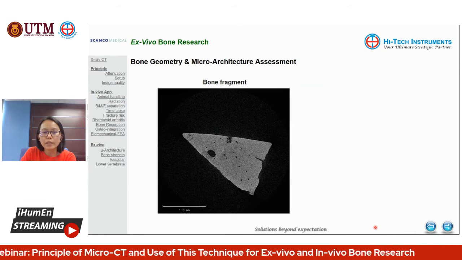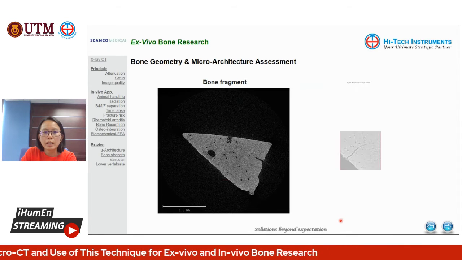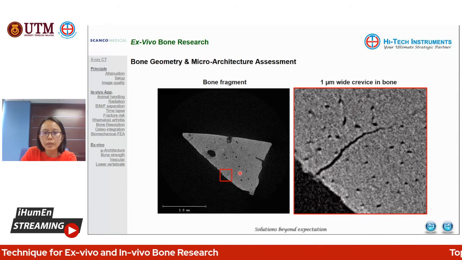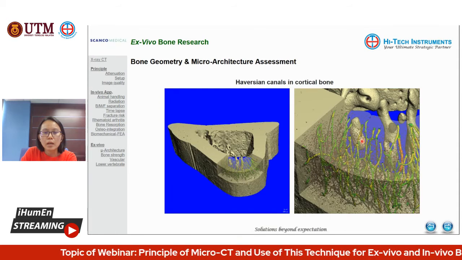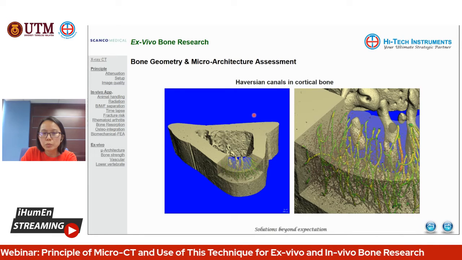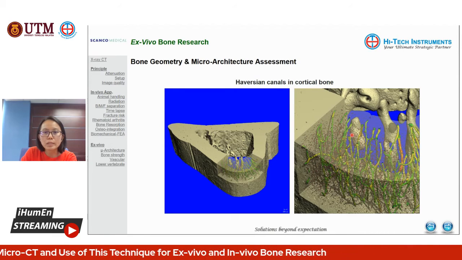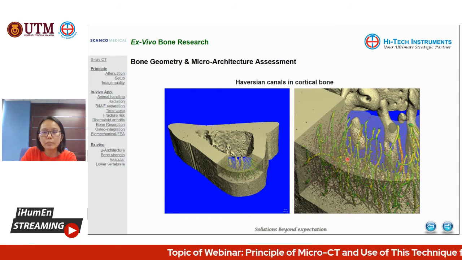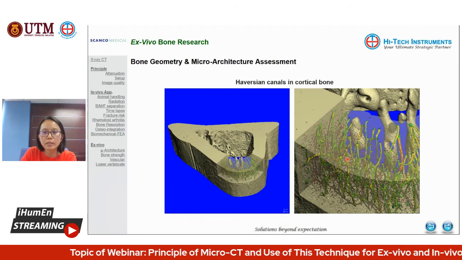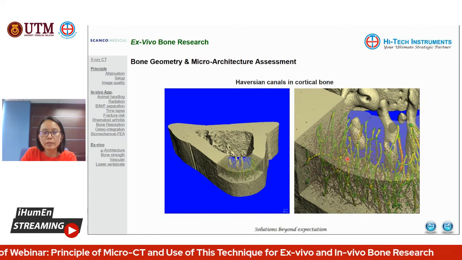And because of its high spatial resolution, you can see that we can further zoom in, and yet we can see the 1 micron width of a gap on the cortical bone itself. And we can utilize it to expose high resolution networks or vessels. For example, here are the Haversian canals, which is the network that you can find in the bone itself. And normally it will contain blood vessels.